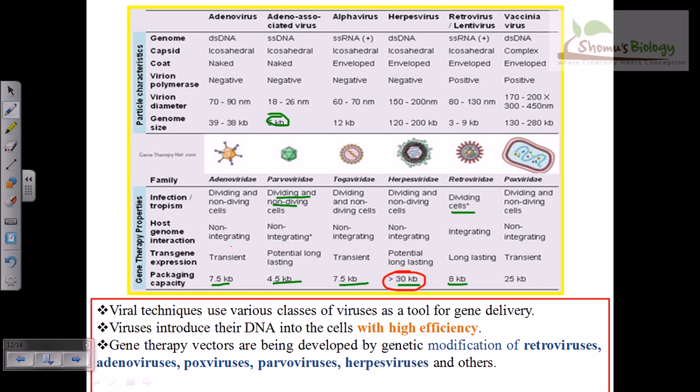I won't encourage you to completely memorize this, but you must understand the concept that depending upon the packaging capacity, tissue tropism, and also the transgene expression, whether it is long lasting or short lasting, depending upon our need, we can design this kind of virus. We can take our vehicles.